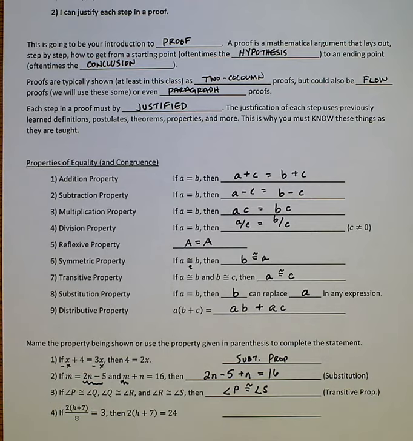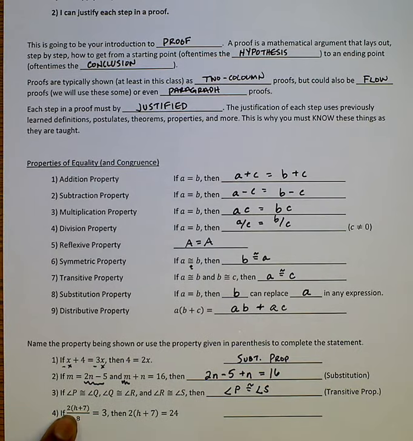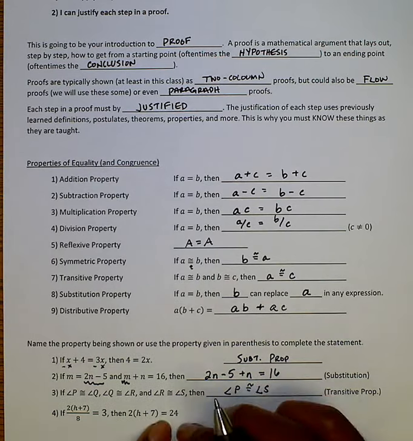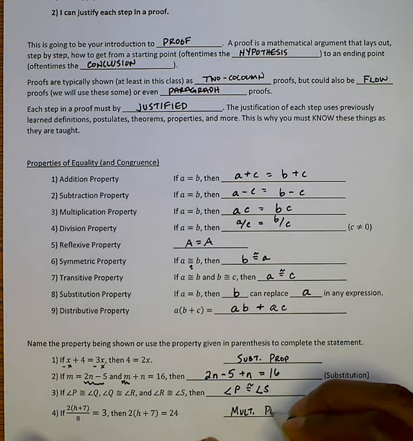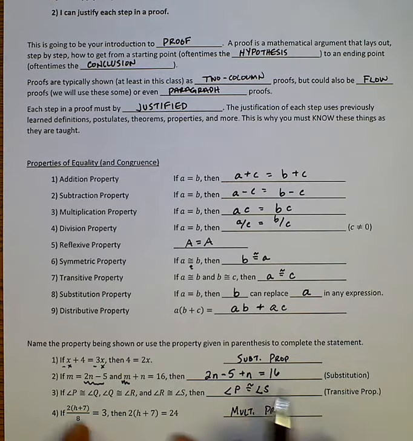Number 4, we have 2 times h plus 7 over 8 equals 3. Then 2h plus 7 equals 24. Well, what happened? How did these things change? Well, the most obvious is there's a fraction here and there's not a fraction here. How did they get rid of the fraction? Well, it seems that they multiplied both sides by 8. And so the reasoning that would go with that step is the multiplication property of equality. We're able to do that because of the multiplication property of equality.